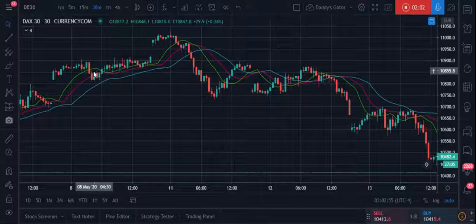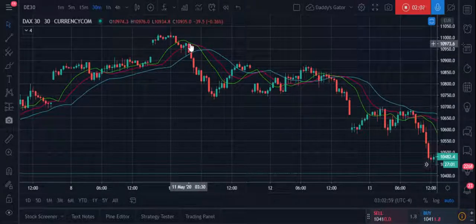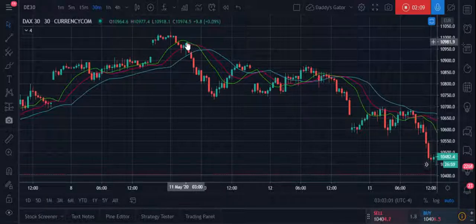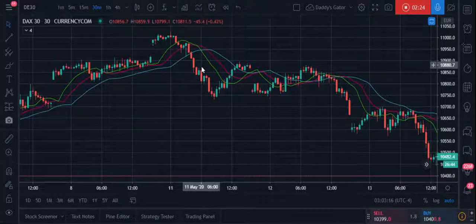So when our lips, let's see, this is a good example right here. If you're following my cursor, the lips cross below our teeth and then below our jaw. That means to sell, okay? You see when that happened? We had a strong downtrend.